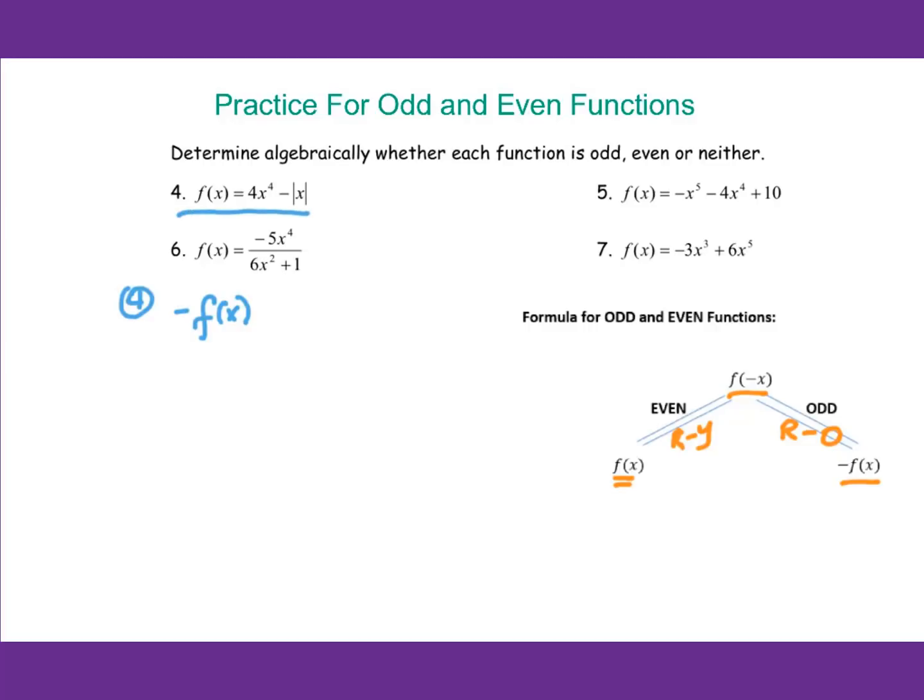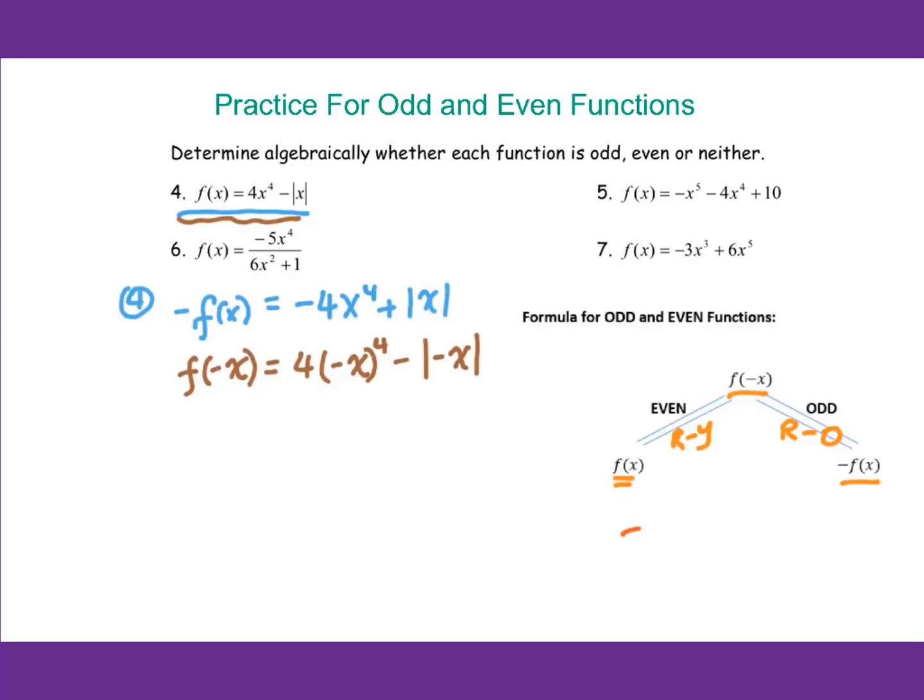For number 4, we got the opposite of 4x to the fourth power, which is negative 4x to the fourth power, then plus the absolute value of x. For each term, we got its opposite. Then we need to work on f of negative x. It means every single x in the original function, we need to change into negative x. So we got 4 times negative x to the fourth power minus the absolute value of negative x.